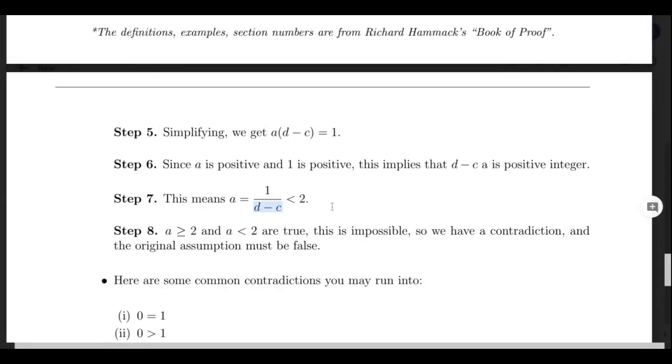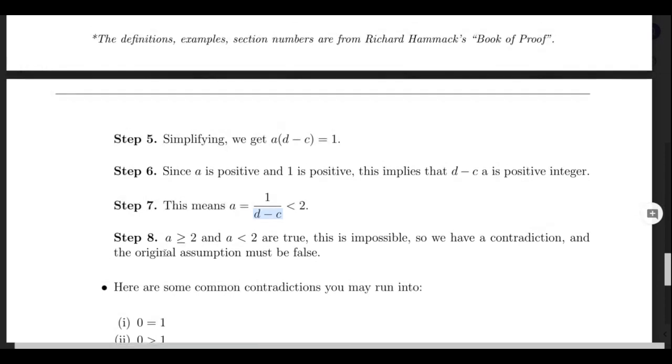Well, how many positive integers? Positive integers are 1, 2, 3, 4, those counting numbers. And we don't want A to be 1, because we assumed A is at least 2. But 1 divided by this number, because D minus C is a positive integer, is at most 1. It's at least 1. If it's 1, it's just 1.